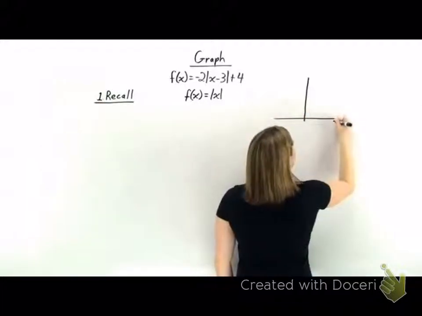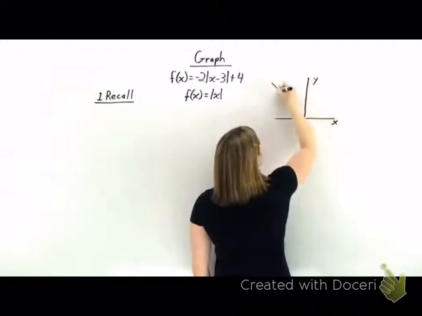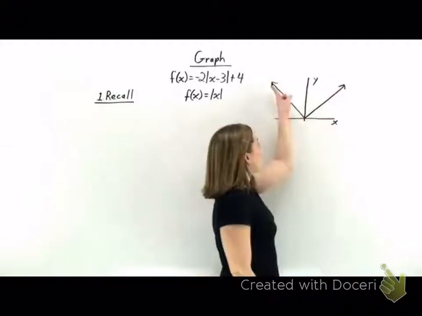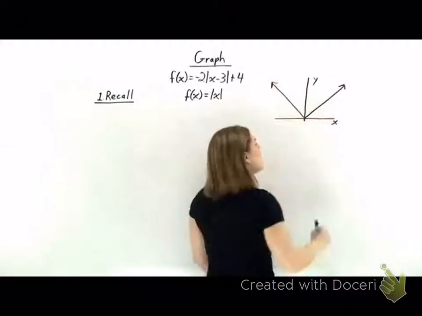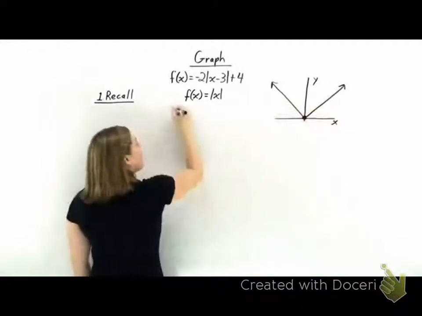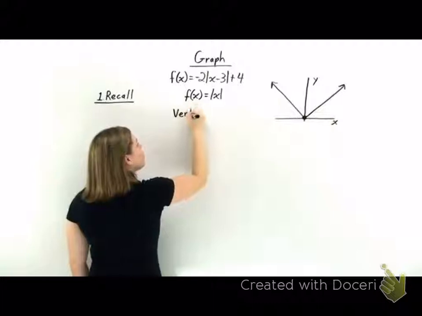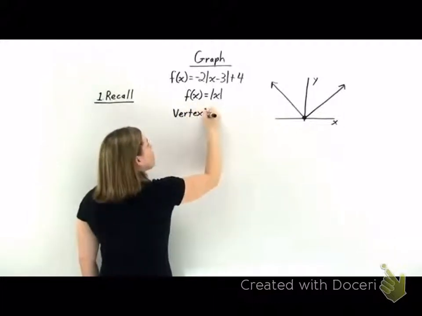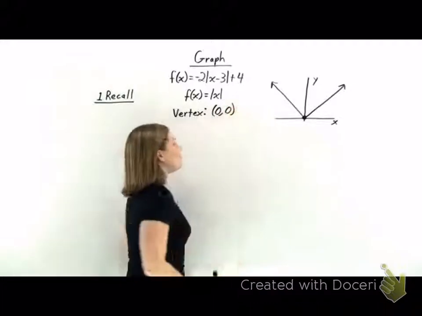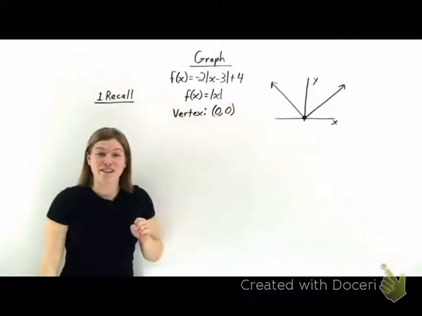And we can see the graph of this parent function. It looks something like this. Here we have this V shape. And we can see where these two lines intersect. That point right there is the vertex. The vertex of the parent function of absolute value functions is the origin, the point 0, 0.